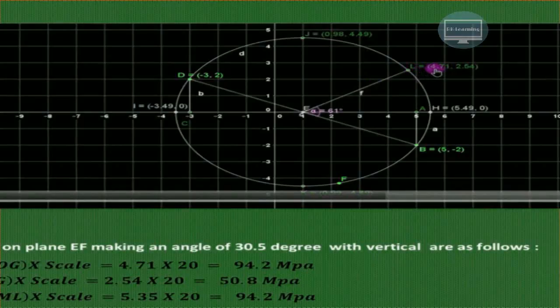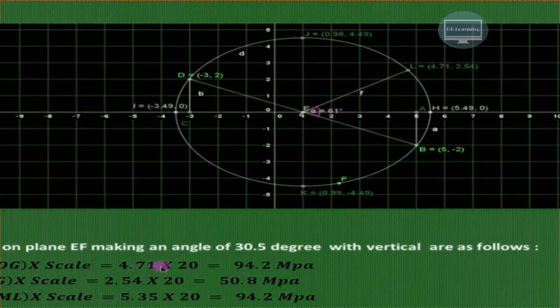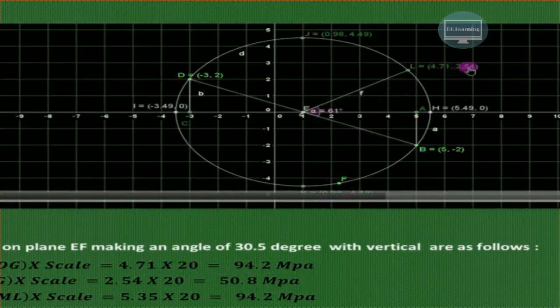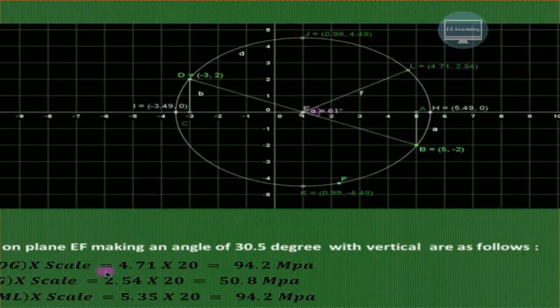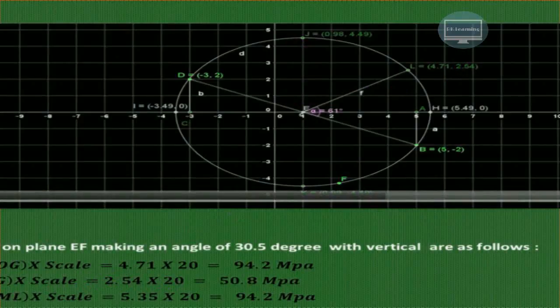Now you can see the coordinates of this particular point. It is 4.71 and 2.54. So 4.71, the x coordinate, indicates the normal stress. So 4.71 multiplied by the scale, that is 20, you will get this particular value. Similarly, 2.54 is the y coordinate, and along the y-axis we have the shear stresses or tangential stresses. So 2.54 multiplied by 20 will give the shear stress tau.